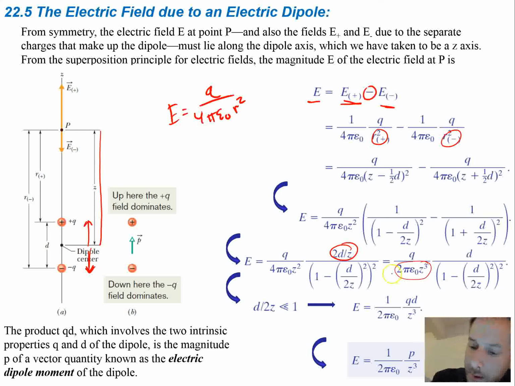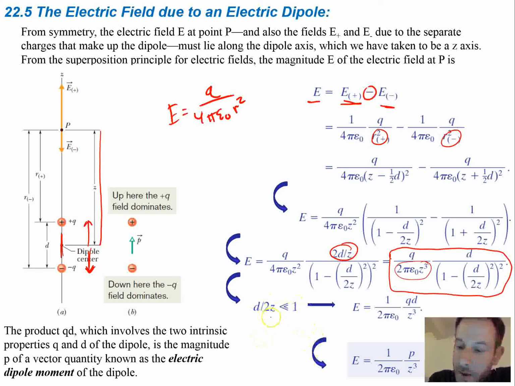Alright, so let's look at this right here. So now we have 1 minus d over 2z squared. Now, if you look at d over 2z, you know it's going to be much less than 1, because d is the distance between the two particles, z is this long distance all the way up here, so you know that d over 2z is going to be pretty small, since d is very small.